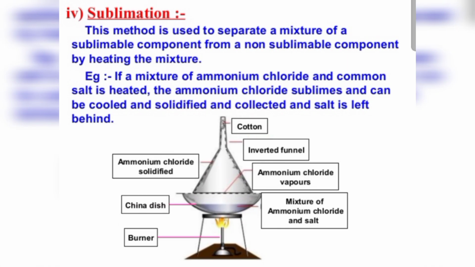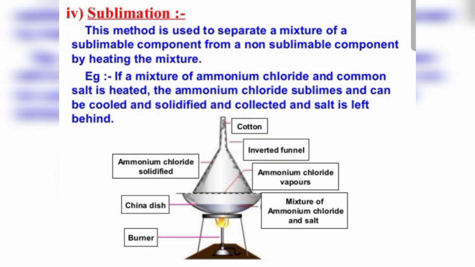Next method is sublimation. What is the meaning of sublimation? We know that some solids directly change into the gaseous state without passing through the liquid state. This process is known as sublimation. This method is used to separate a mixture of a sublimable component from a non-sublimable component by heating the mixture.